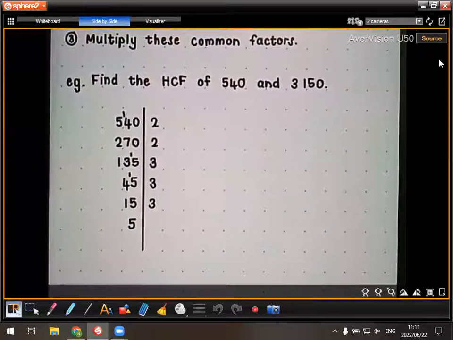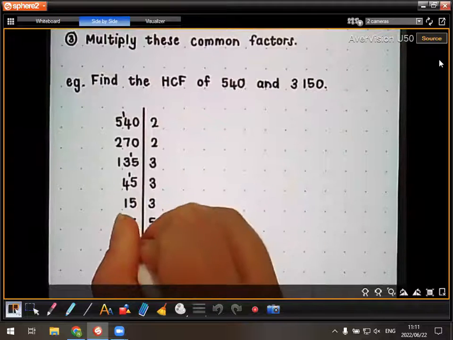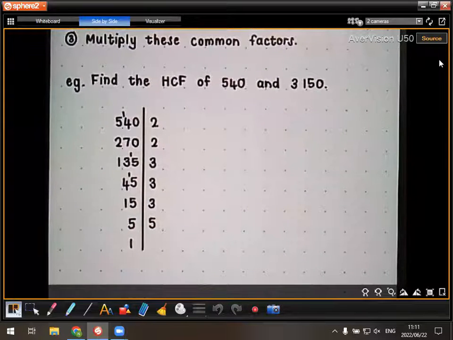Now what's the only prime number that's going to go into 5? 5. And then we end up with 1. And remember, when you get to 1, that's the end of it. Okay, so I'm going to write my factors just now.